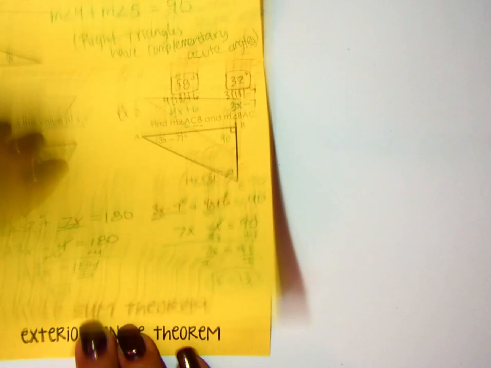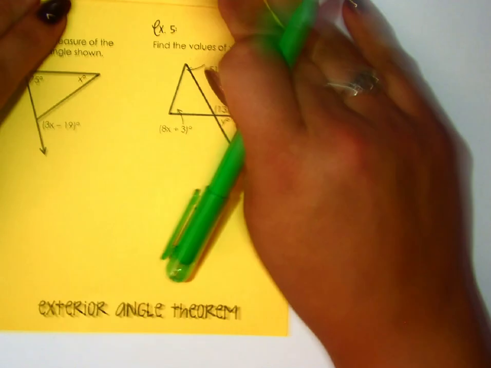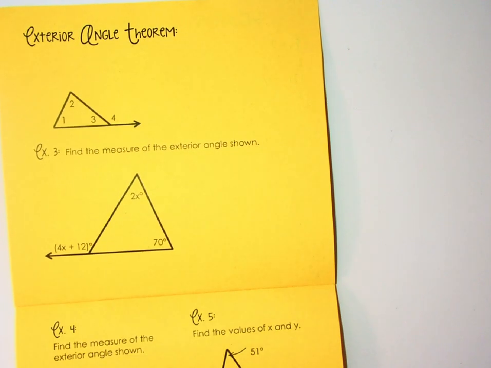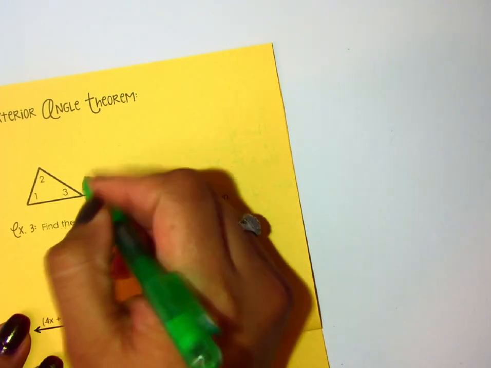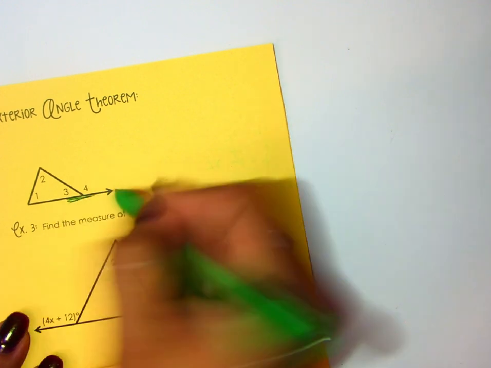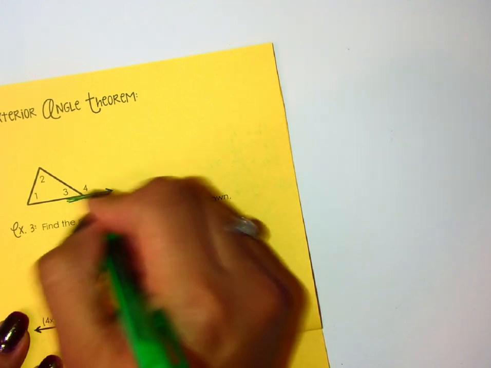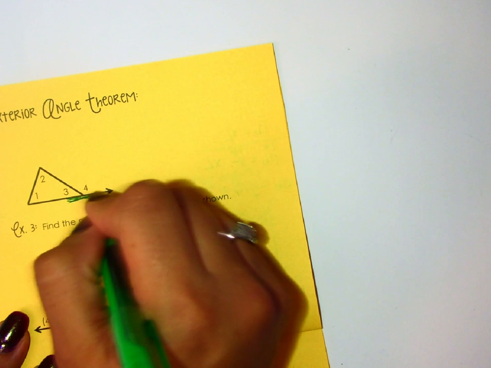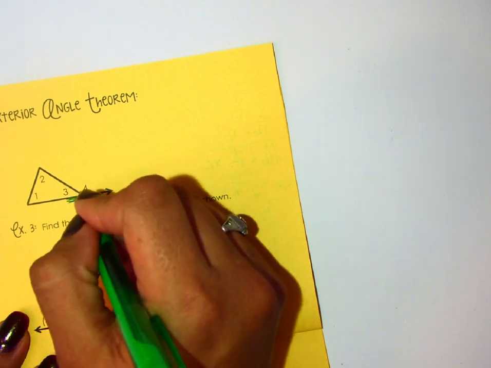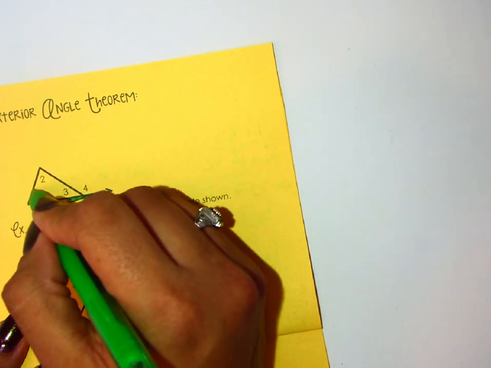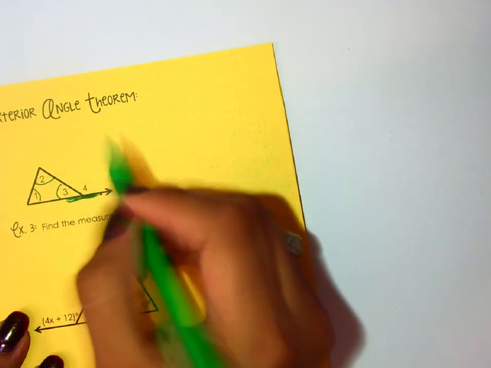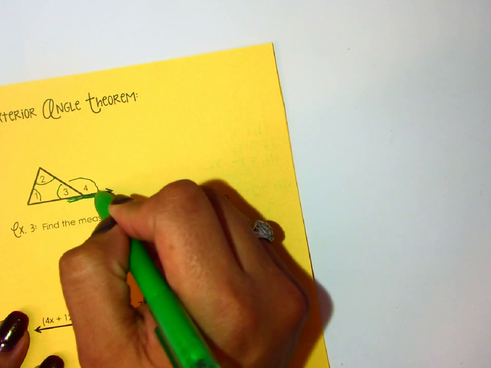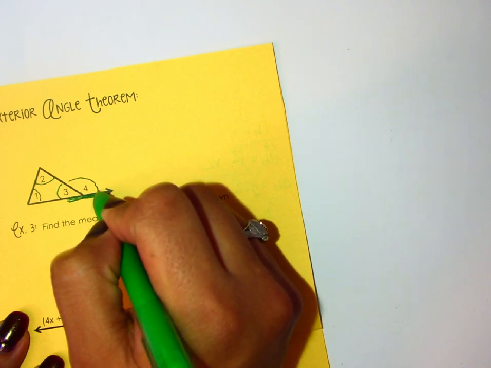All right, let's try the next one, exterior angle theorem. So this exterior angle theorem is now telling you that if you have an exterior angle outside of a triangle, this right here is a linear pair. So these two angles adding up will be 180 degrees. But if you think about it, these three angles as well equal 180 degrees. So this angle on the outside is actually a combination of these two.